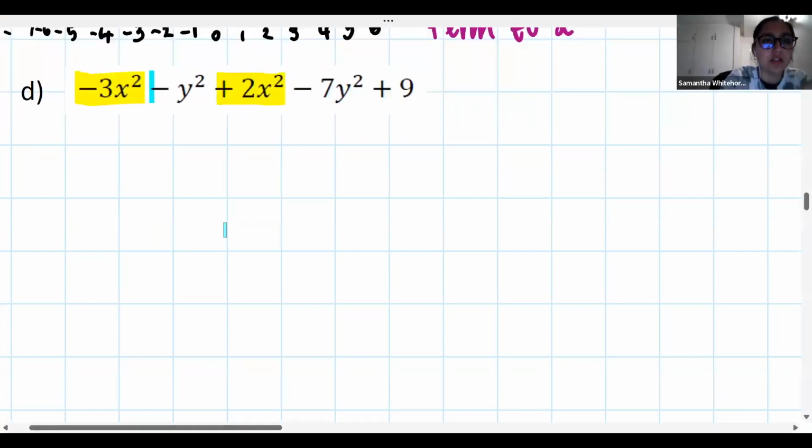I then move on to my y squared terms. So there's a negative y squared. Remember, it does have that invisible 1 in front of it. We just don't have to write it. I also then have a minus 7y squared.